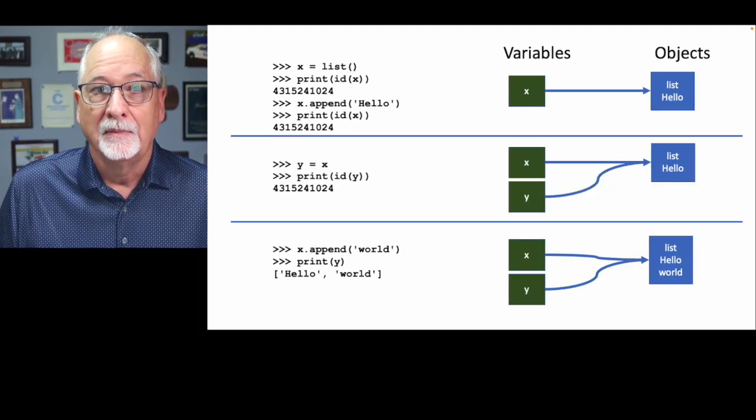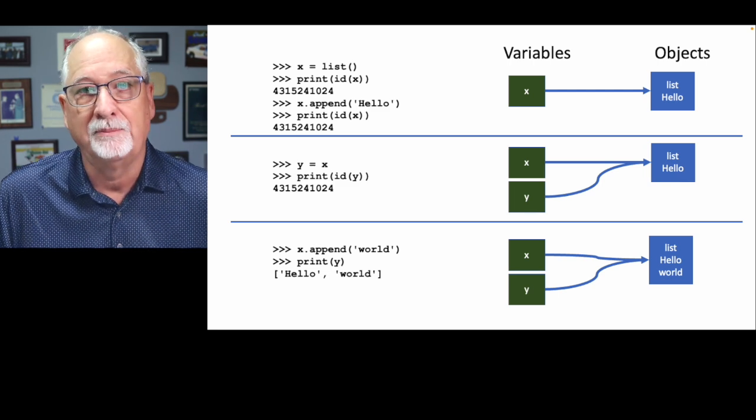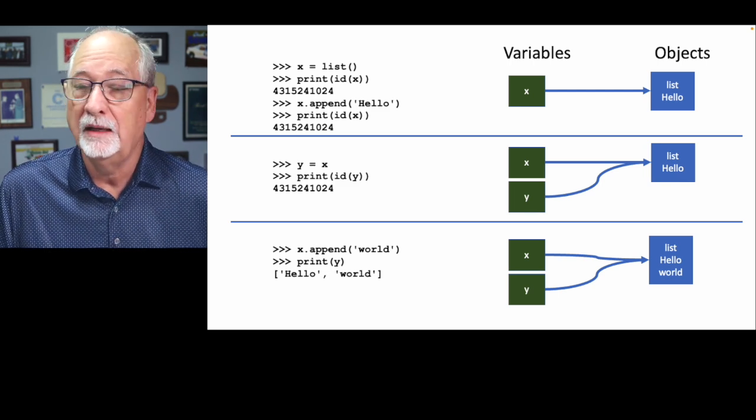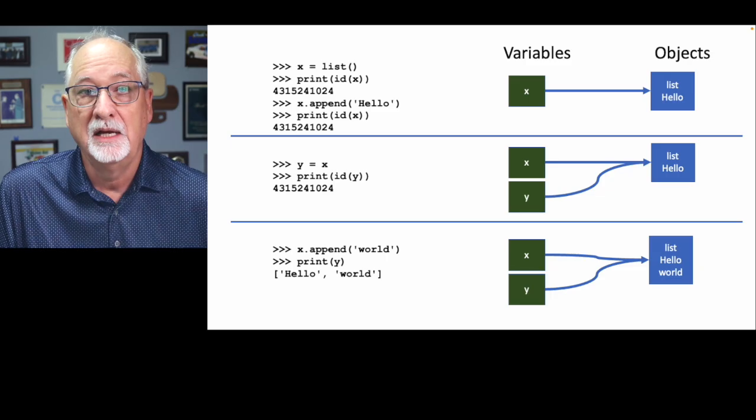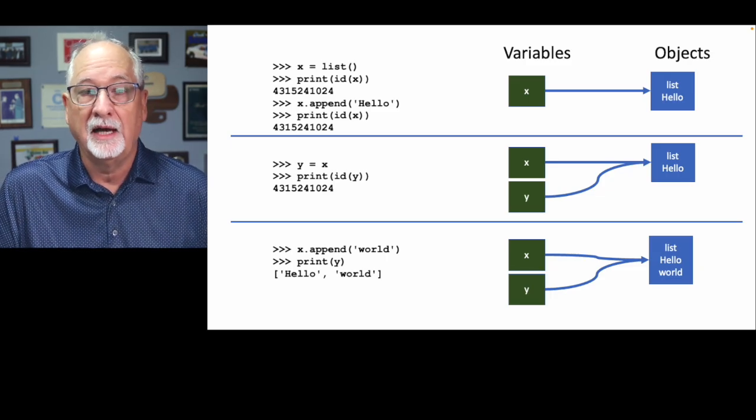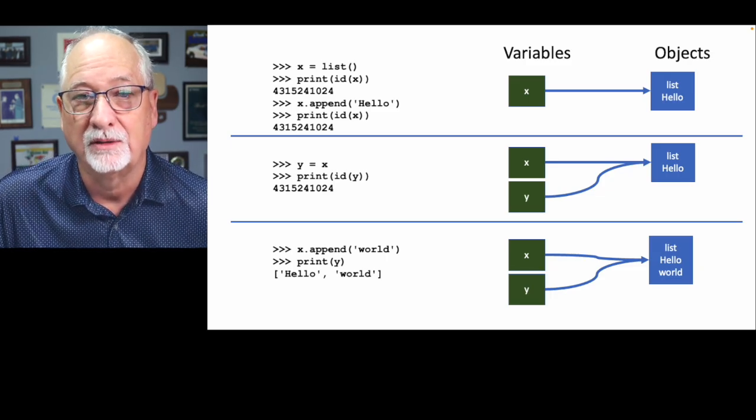Okay? Now, if we switch to more complex objects like a list, it makes a little more sense. x equals list says, let's make a list. And we can say print id of x, and that says this is where it's at. And we can append hello to it. Now, that didn't change where x was, but it did change what was in x. So x.append hello adds hello to the end of my list. And I can say, where's x? Print id of x, and it's in the same location.